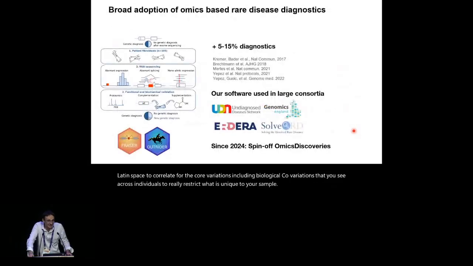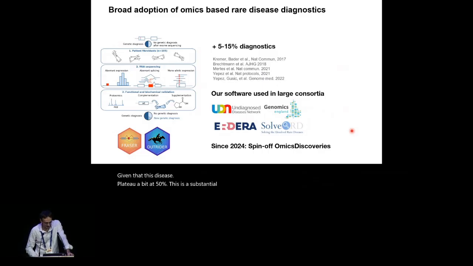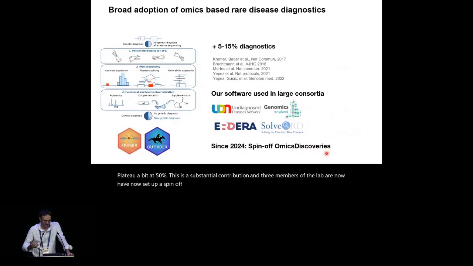This concept, as I said, we applied not only for proteomics, also for RNA expression, for splicing. We had the chance to collaborate with many consortia on rare disease, and so by now we have shown that this helps increasing the diagnostic rates, depending on how well the affected or the accessible tissues capture the biology of the disease, by 5 to 15%. Given that this disease plateaus a bit at 50%, this is a substantial contribution. And 3 members of the lab have now set up a spin-off called Omics Discoveries, where they plan to sell those services.